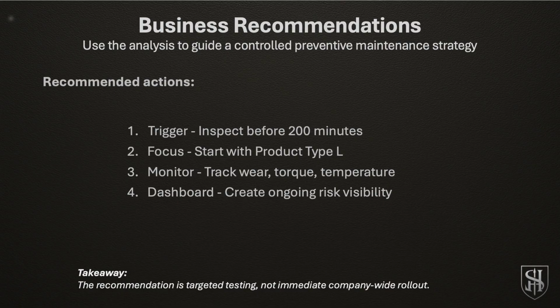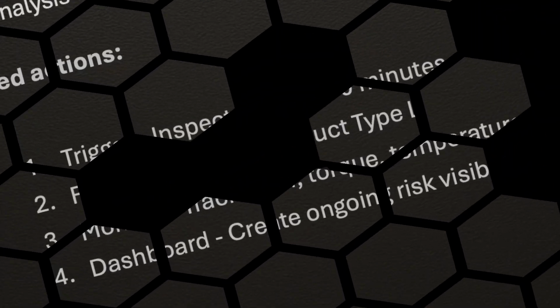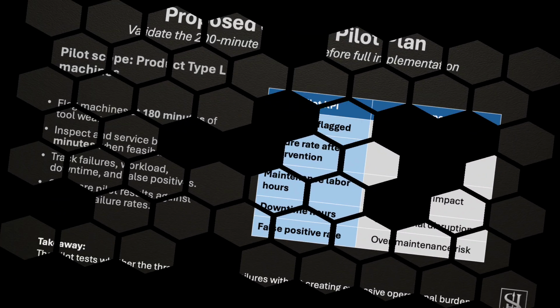The management purpose of these recommendations is not to immediately redesign the entire maintenance system. The purpose is to test a focused, evidence-based approach in the highest risk segment and measure whether it reduces failures without creating excessive maintenance burden. The key takeaway from this slide is that the analysis supports targeted testing. The recommended path is a controlled preventive maintenance pilot, not immediate company-wide rollout.